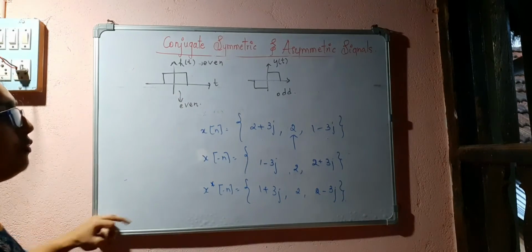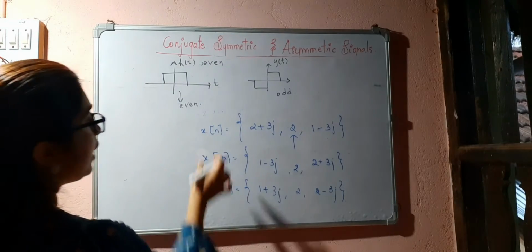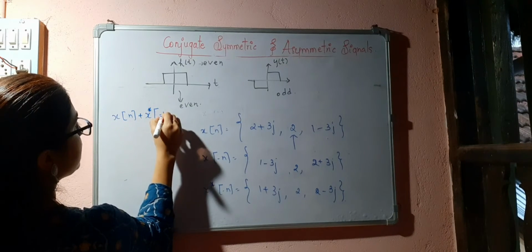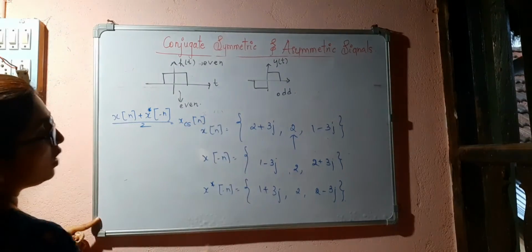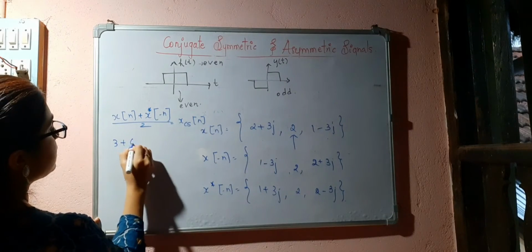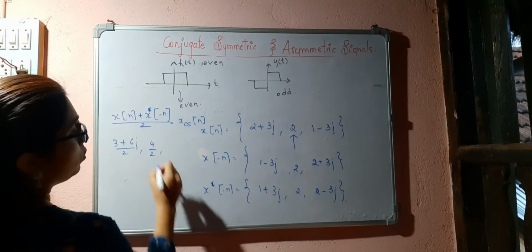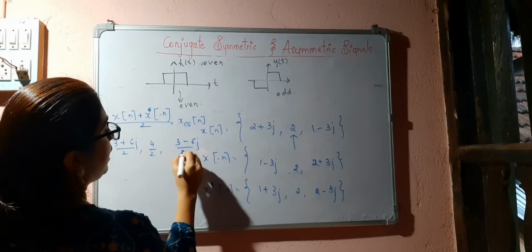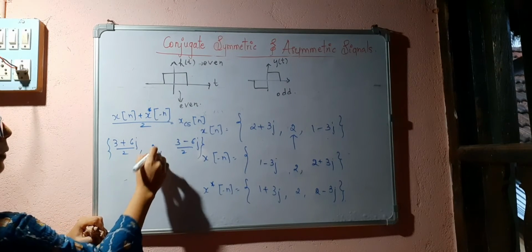Okay, if they ask you to find the conjugate symmetric part of this particular signal, what do I have to do? I have to add these two signals, right? x of n plus x conjugate of minus n, divided by 2. That will give you the conjugate symmetric part of n. So now 2 plus 3j plus 1 plus 3j. So 3 plus 6j, 3 plus 6j divided by 2. This is 2 plus 2, 4 divided by 2. This is 1 plus 2, 3, minus 3j minus 3j, minus 6j divided by 2. Okay, so this will be your conjugate symmetric part.